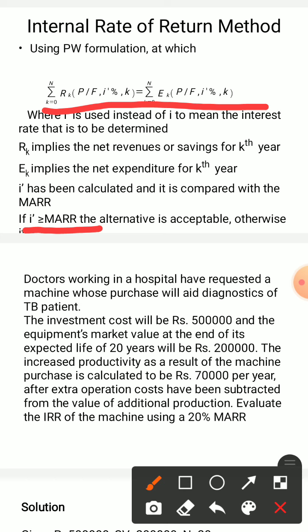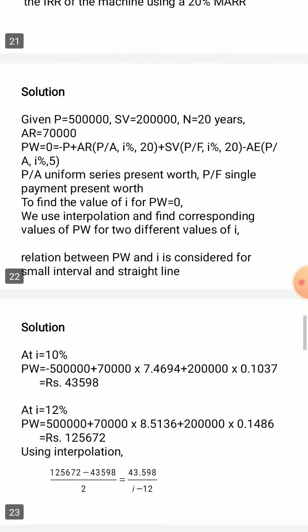It is desirable that the values of present worth at these interest rates have some difference, so one should be minimum and the other should be maximum. Then we can find out the interest rate I at which this present worth is equal to 0 by the interpolation formula. Now, what is this interpolation formula? Here this interpolation formula is given.